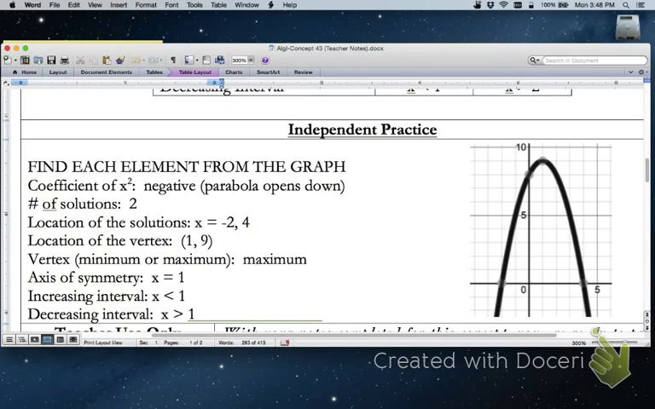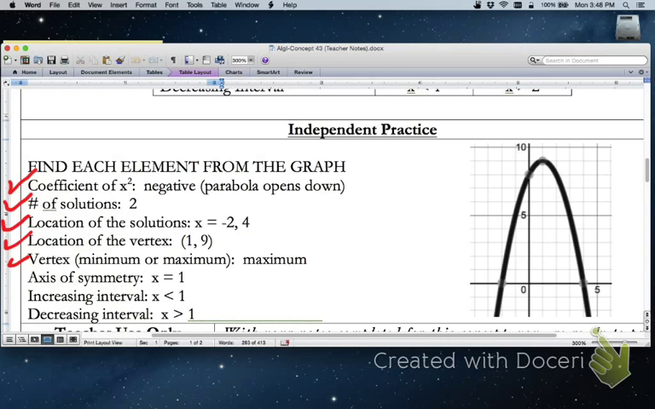Alright, let's take a look at it. This parabola opens down, therefore we have a negative x squared. There are 2 solutions because the parabola crosses the x-axis twice. 2 solutions. The location of the solutions are -2 and 4. Those are the x values where the parabola crosses the x-axis. The location of the vertex is up here at 1, 9. The vertex is a maximum because it is the highest point on the graph.